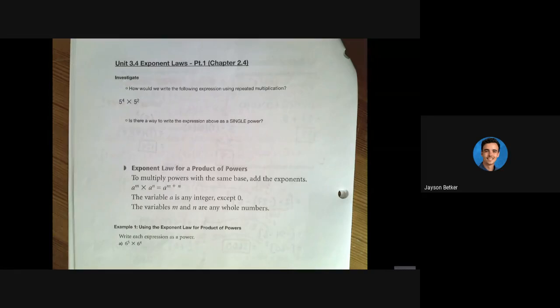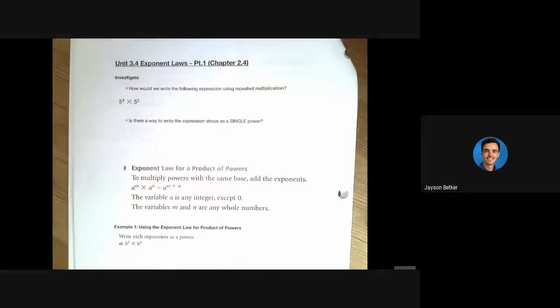So what are exponent laws? The best way to figure out what an exponent law is, is to just look at an example right away. So let's take a look at this example right here. How would we write out the following expression of 5 to the 4 times 5 to the 2? How would we be able to make this easier for us to look at is kind of the idea. And the exponent laws help us to do that.